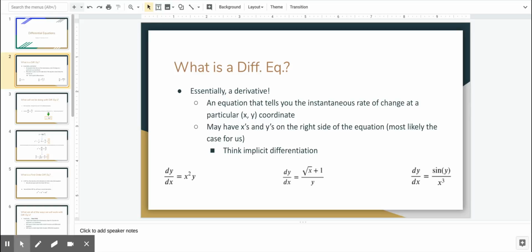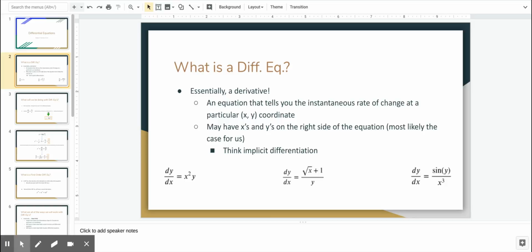We're really just going to be working with differential equations on a foundational level. So everything that we do would definitely be covered in an introductory differential equations class. It would go a little bit further than what we'll do, but this is the beginning, definitely. And essentially, it's going to look really familiar to you because it's really just a derivative, right? I mean, it's an equation that tells you the instantaneous rate of change.